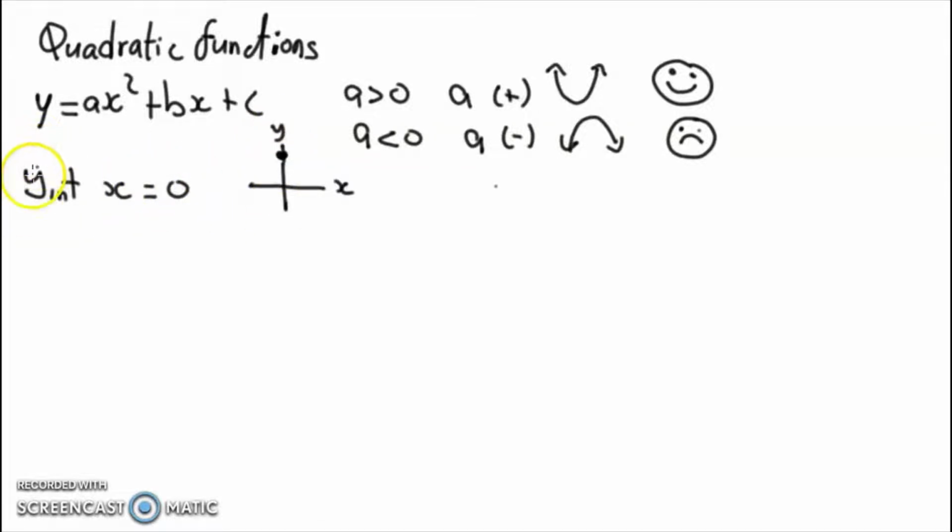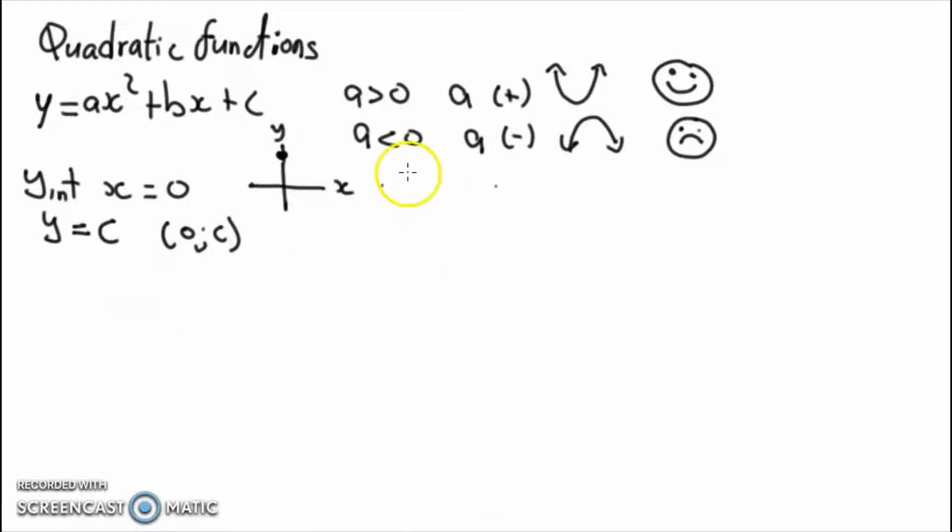This means that if you were trying to find the y-intercept of this graph, you would set every x here to 0. As a result, you will always see that y is equal to c. So the y-intercept occurs at c. So that's the coordinate for the y-intercept.